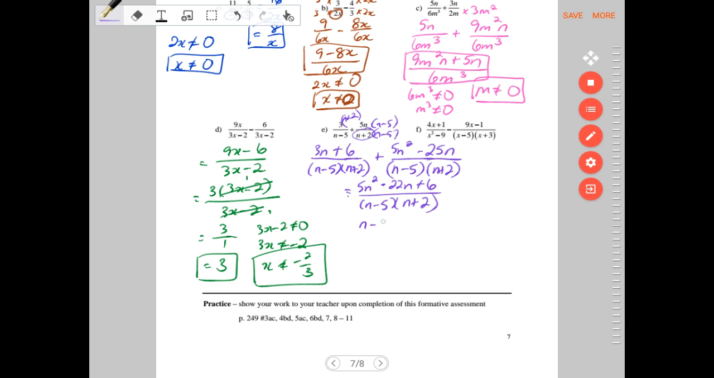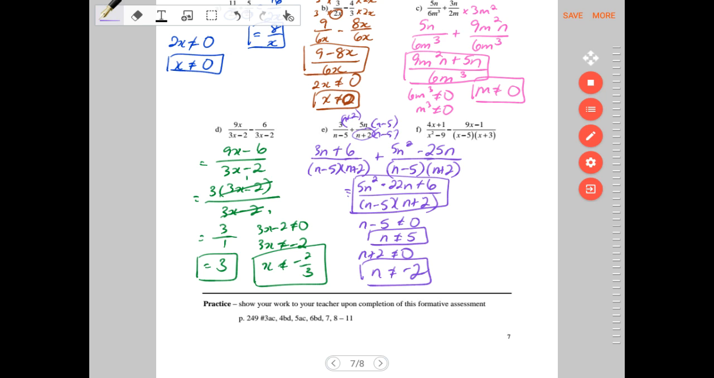Okay, good. Now we find our NPVs. So we have two denominator factors. So n minus 5 can't be 0. Add 5 to both sides. n cannot be 5. And n plus 2 cannot be 0. Minus 2 from both sides, so n cannot equal negative 2. Good, so those are my NPVs, and this is my sum of my two rational expressions.